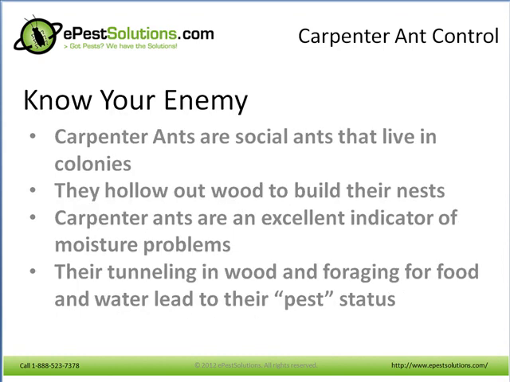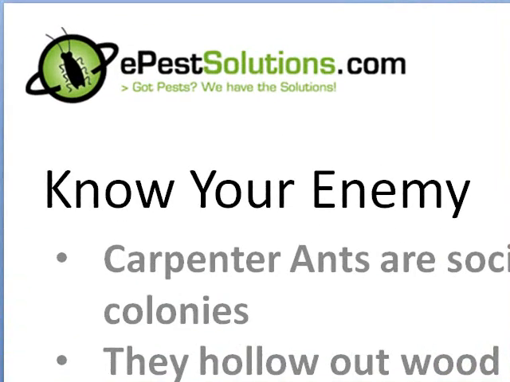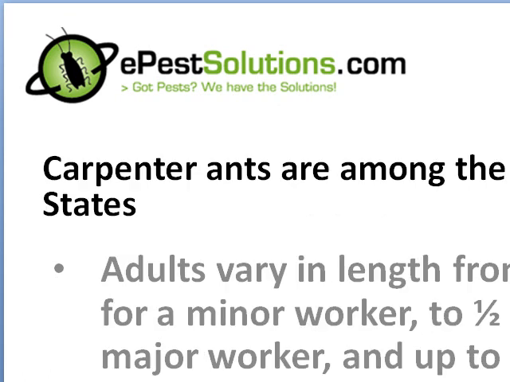Carpenter ants are social ants that live in colonies. They hollow out wood to build their nest. They do not ingest the wood. Carpenter ants are an excellent indicator of moisture problems, and their tunneling in wood and foraging for food and water lead to their pest status.